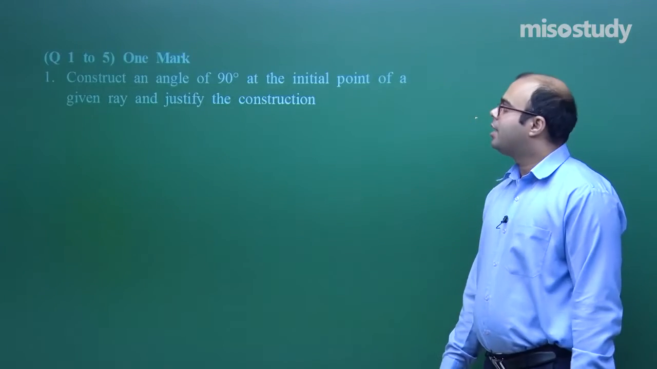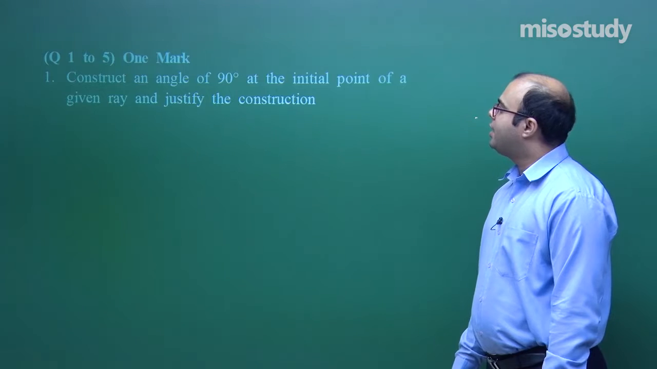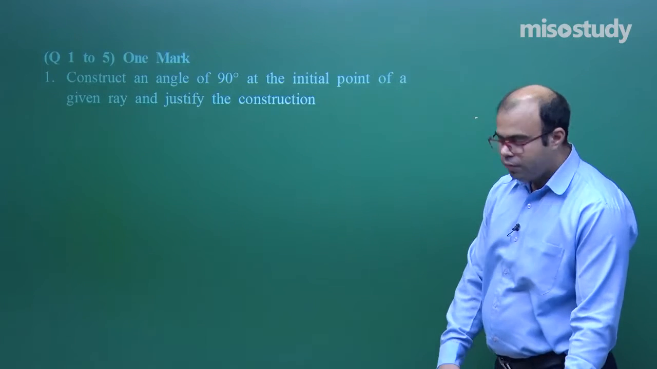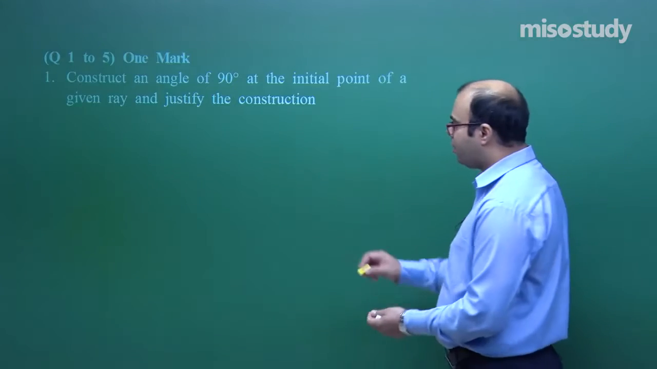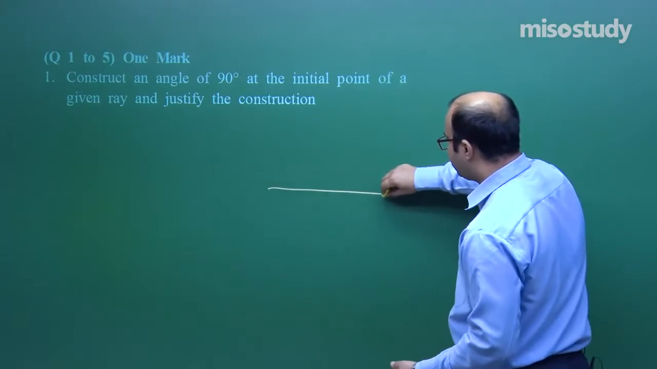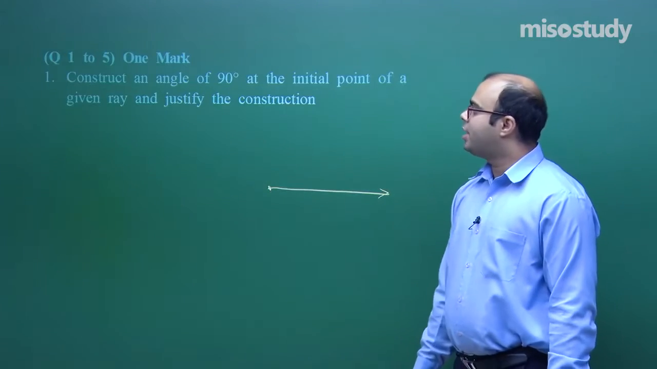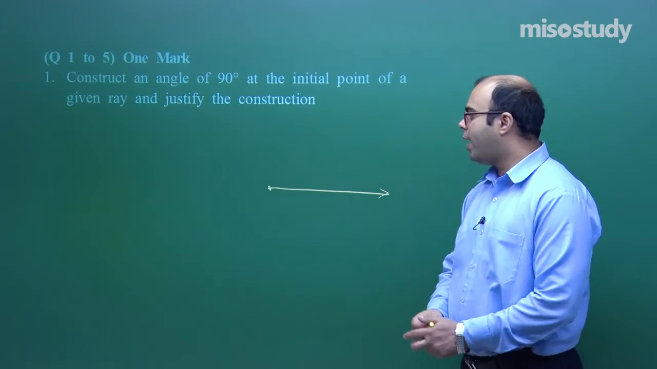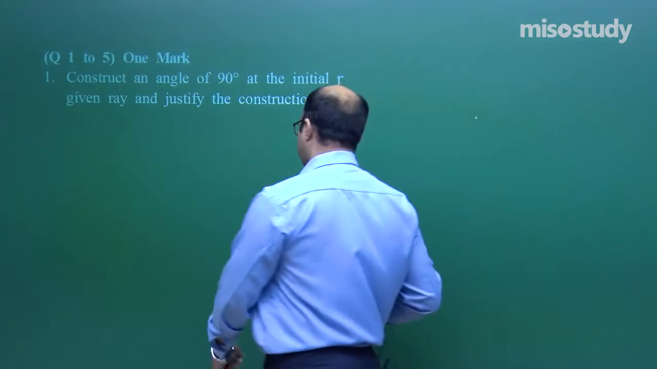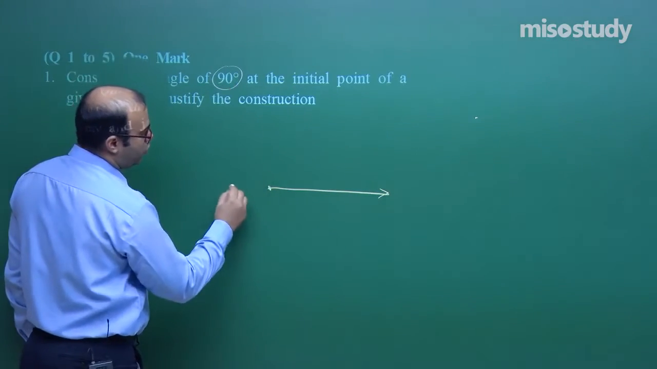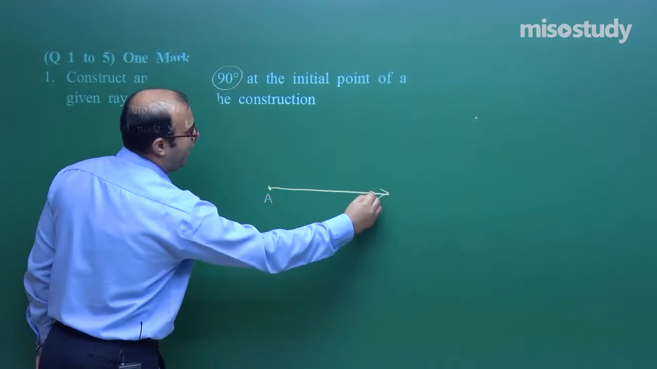It says construct an angle of 90 degree at the initial point of a given ray and justify the construction. So we have a given ray over here, and there is an initial point of this given ray. This is the initial point, and we have to measure an angle 90 degree. How do we do that? Let us take this angle 90 degree we have to measure. So this is A, this is the ray AX.